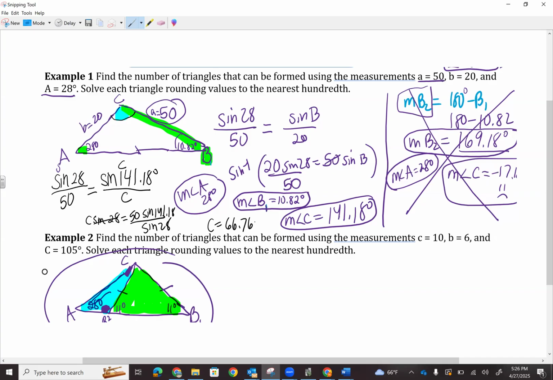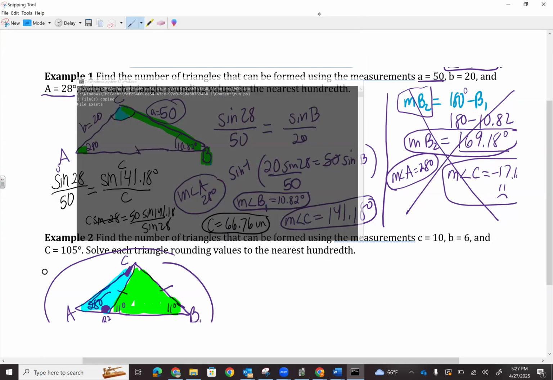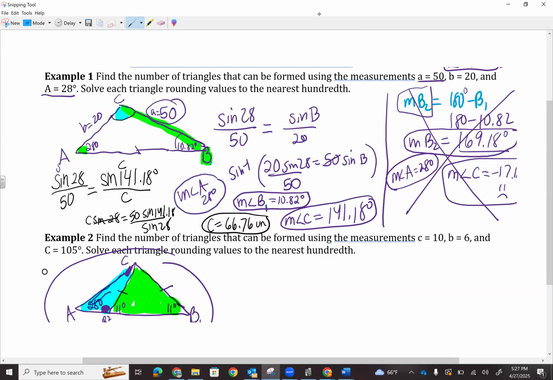And that would be, it looks like it's units. So anytime you know two sides and an angle, and the angle has a pairing with the side across from it, like angle A and side A across from it, or angle C and side C, you've got to check to say, first of all, do you get an error?